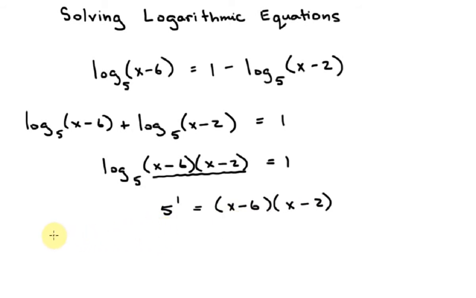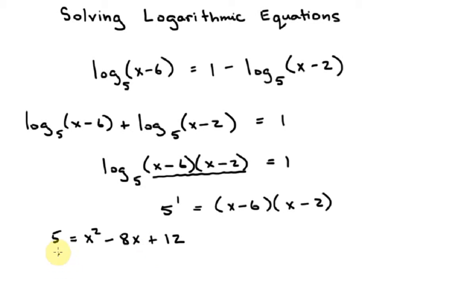I think I'm going to be short on space, so I'm going to work on the left side. 5 to the 1 is just 5, and now I'm going to expand out the brackets here. So I'm going to have x squared. Then I'll get a minus 2x and a minus 6x, which combines to make minus 8x, and then a plus 12. All right, so I see it's a quadratic equation.